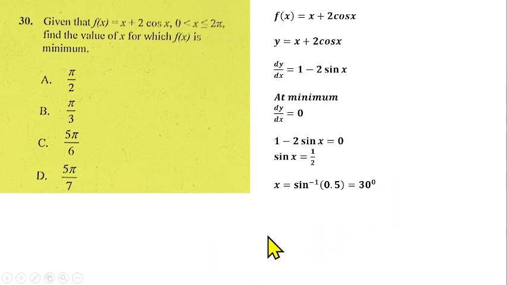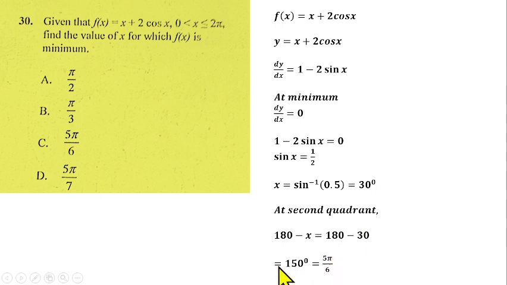So x is 30 degrees, but we are told that our angle is from 0 degrees to 360 degrees. So that means you need to involve quadrants in this case. The sign is positive in the second quadrant, and in the second quadrant, to get the angle there, that will be 180 minus the x degree here, which is 30. So 180 minus 30 gives us 150 degrees. And 150 degrees, if you change it to radians, will be 5 pi over 6 in radians. So which is option C.